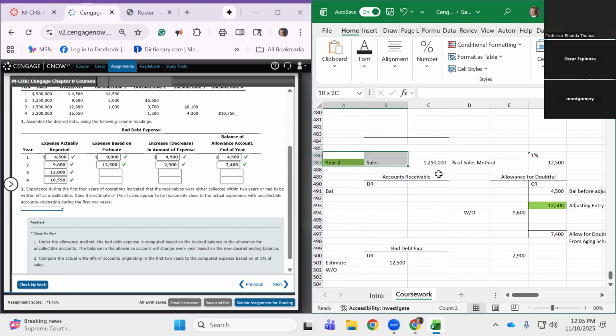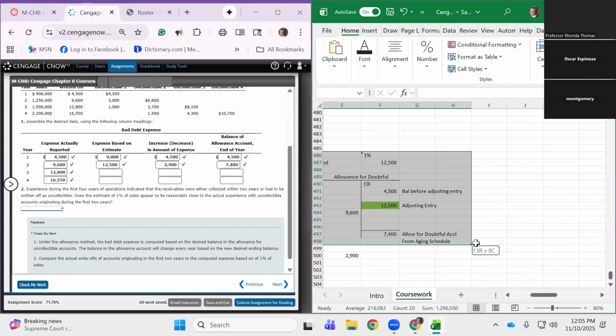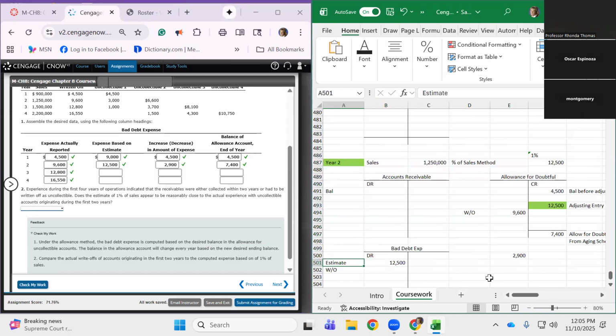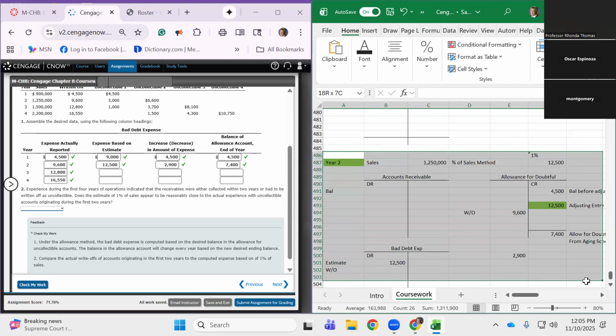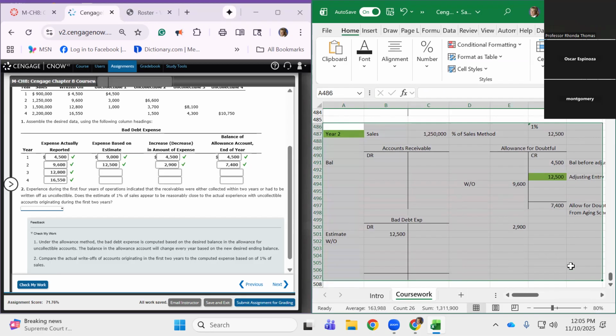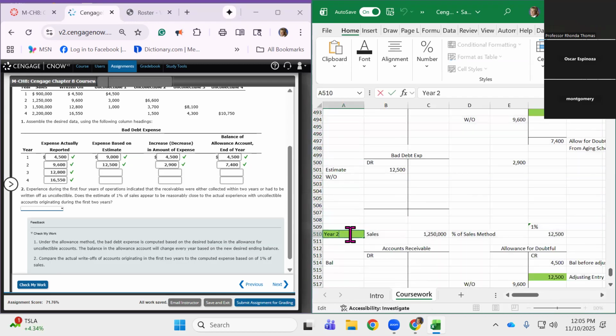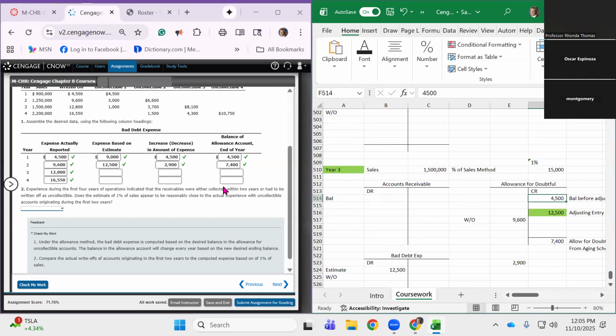All right, so now we're going to take this whole thing and do it again for year 3 so we can follow it along. Let me copy this and bring it in here. This is going to be year 3 now. We have to put in a different amount for sales. $1,500,000 is the new sales. We have to go to the balance. The balance at the end of year 2 is 7,400.